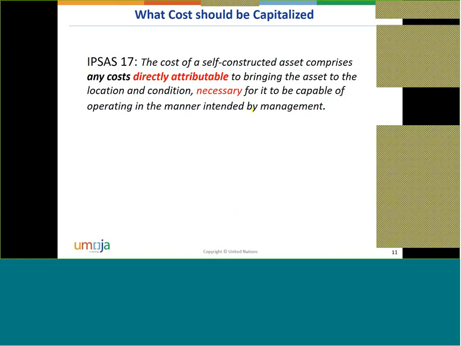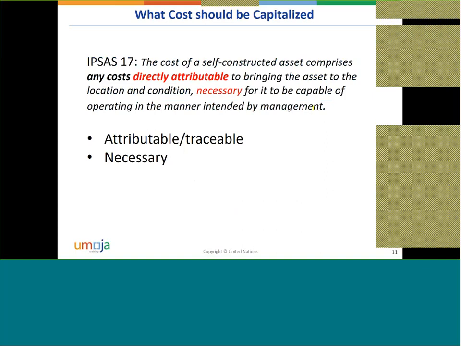The cost of the self-constructed asset comprises only, and this is also important, so what cost should be capitalized? I think some of you did the online exam yesterday for the pre-assessment, and there was a question about it. So what type of cost can be capitalized? The cost of a self-constructed asset comprises any cost directly attributable to bringing the asset to the location and condition necessary. So as a summary, it has to be attributable and traceable, which means the cost needs to contribute to the value of the asset.